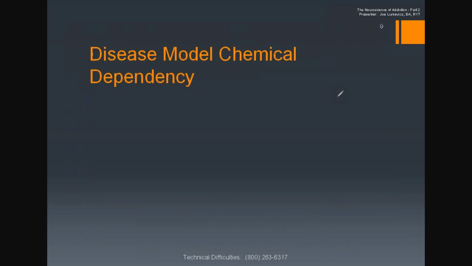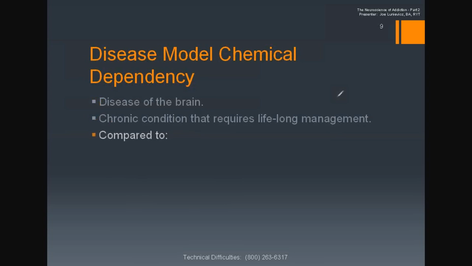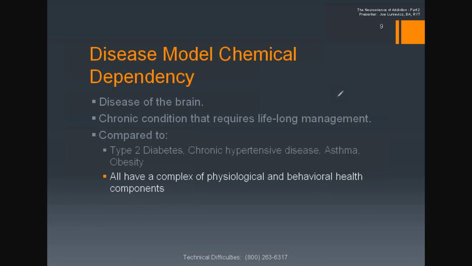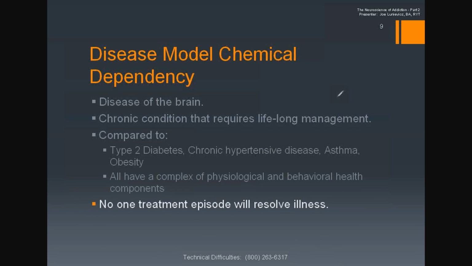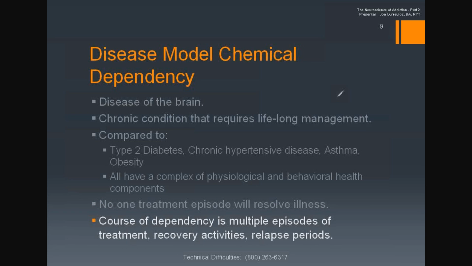So this all points to this idea of a disease model of chemical dependency. Remember, it's a disease of the brain. It's a chronic condition that requires lifelong management. We compare it to illnesses like type 2 diabetes, chronic hypertensive disease, asthma, or obesity, all of which have a complex of physiological and behavioral health components, all of which also have no one treatment episode that will completely resolve the illness. So the course of dependency is usually multiple episodes of treatment, various recovery activities, relapse periods, small, short, long, and then back to recovery activities. So we're looking for periods of stabilization over time.